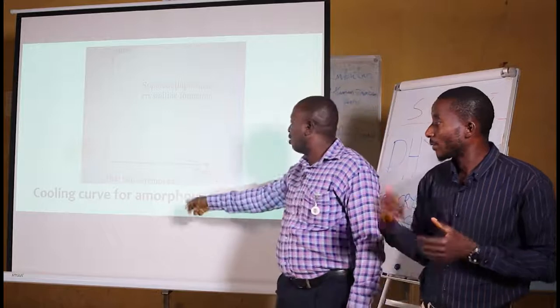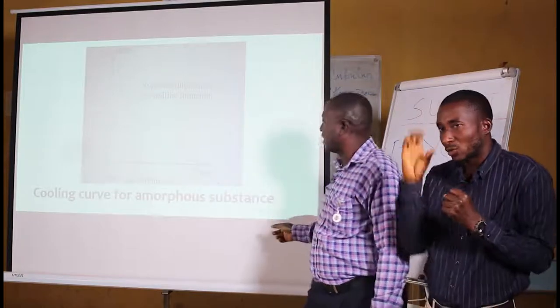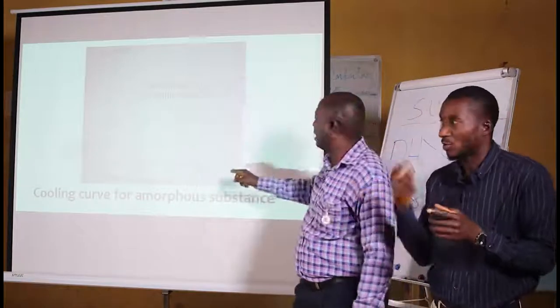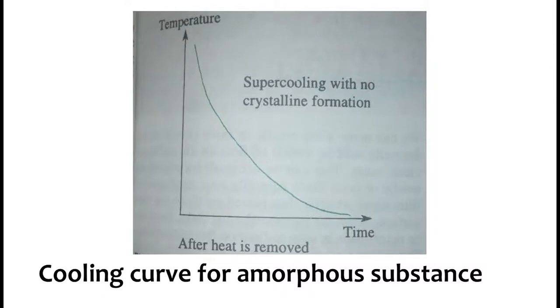Here we have the cooling curve for amorphous substance, also temperature against time, and it is an exponential curve. This shows when the heating is removed, and we can see supercooling with no crystalline formation.